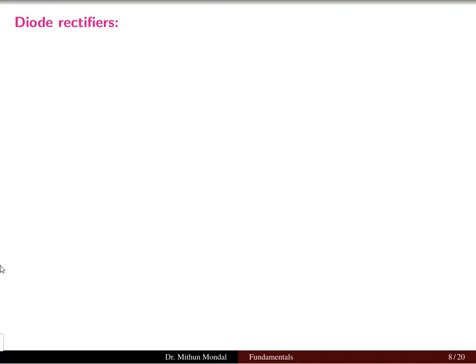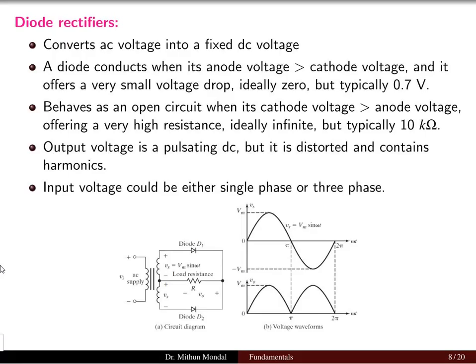Now, we will see a brief overview of some of the operations, like diode rectifiers. Diode rectifiers, as we discussed, will convert the AC voltage into a fixed DC voltage. So the input that we are giving is the AC supply, and the output we are getting across the load resistor is DC supply. A diode is required for this, which will conduct when the anode voltage is greater than the cathode voltage, and it offers a very small voltage drop, ideally 0, but typically 0.7 volt.